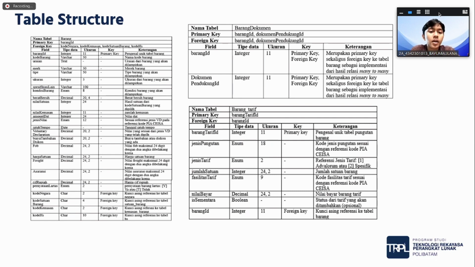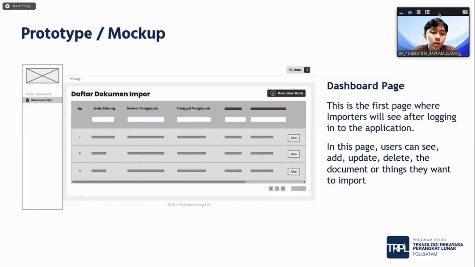With the description being identifier from the entity table. And then we have two more entities, barang tarif and barang dokumen. And then we can move to prototype or mock-up.